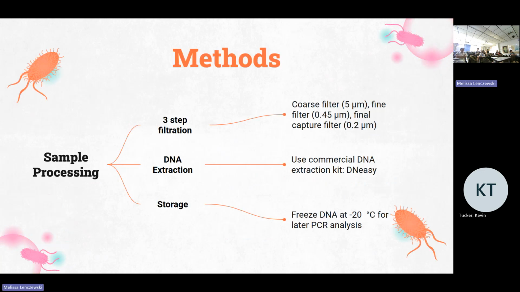The way we will do this, first, is through sample processing. We will do 3 steps. First is the 3-step filtration, and then the DNA extraction with a commercial kit that we have. And finally, we will store the samples at -20 degrees for later PCR analysis.